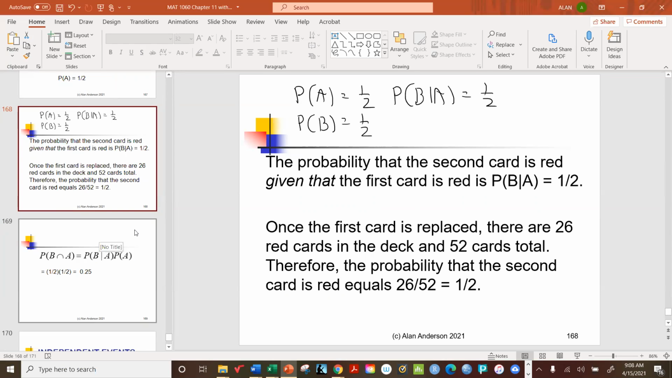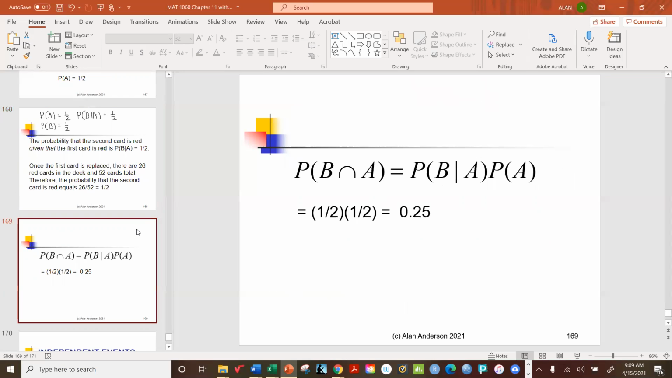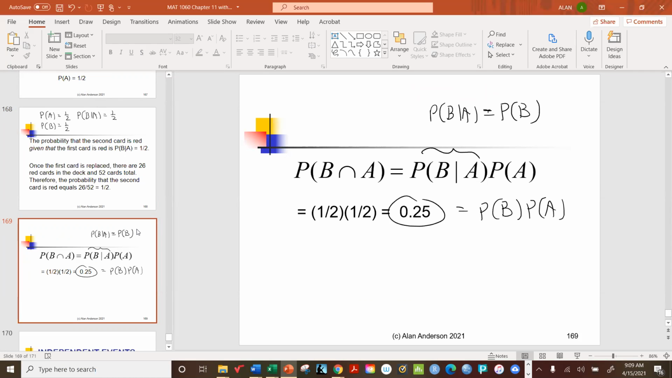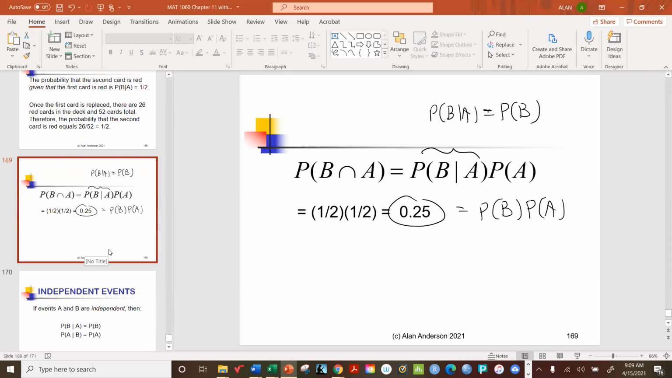When we plug these numbers into the multiplication rule, you'll see that we simply end up multiplying 1/2 times 1/2, which is 0.25. Because remember, this is the same as B. The fact is that A does not influence B. So therefore, these actually mean the same thing, and you can think of this as the probability of B times the probability of A. Now that should give you a hint. But what I'm going to do now is show you the full formal definition of what it means to be independent.